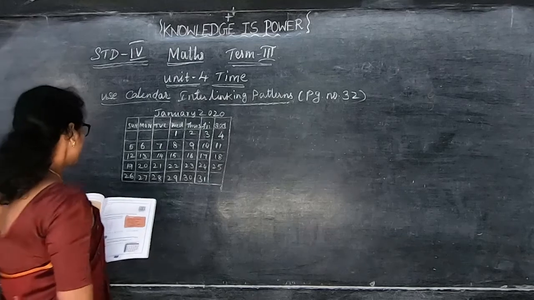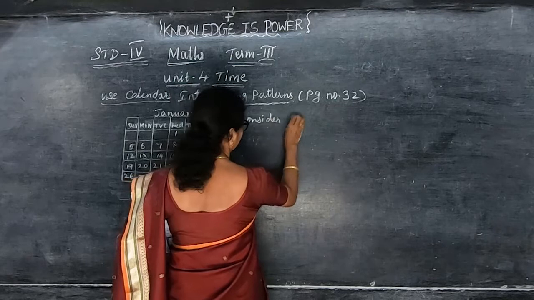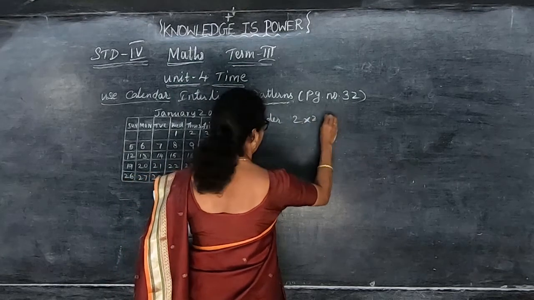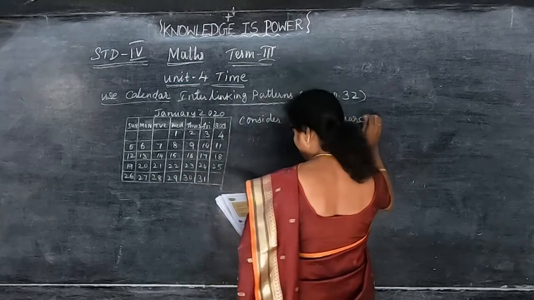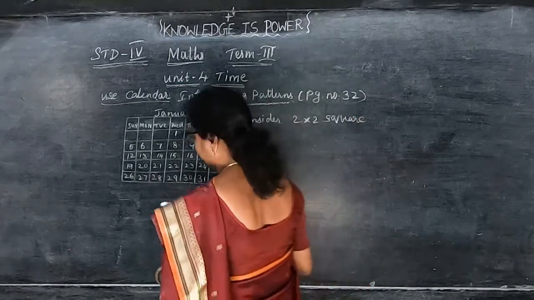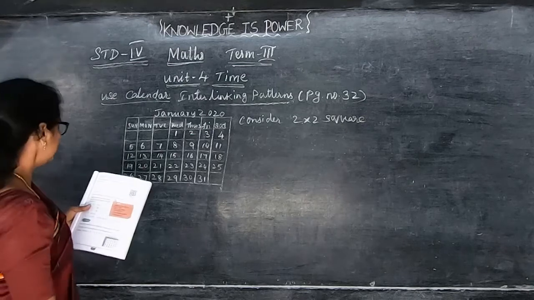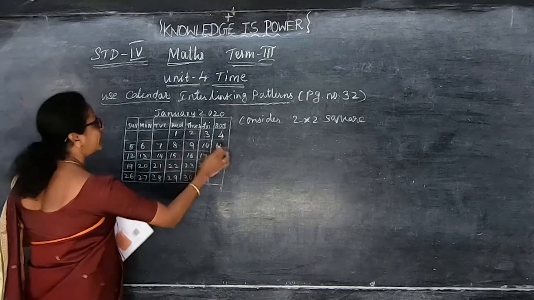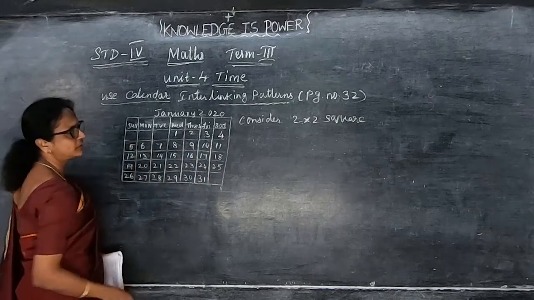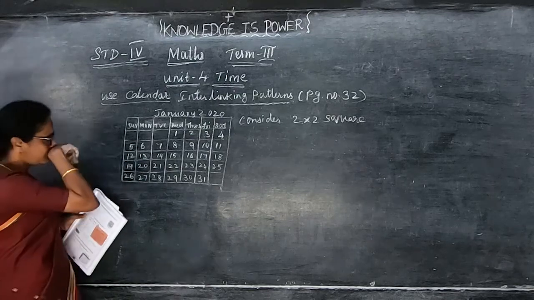What they are telling is, consider 2 into 2 square in the calendar. How do we add the numbers? See here, take the column: 5, 6, 7, 8, 9, 10 is there, right? So from here we can take this column. In any 2 into 2, whichever 2 numbers you add diagonally, you will get the same sum.